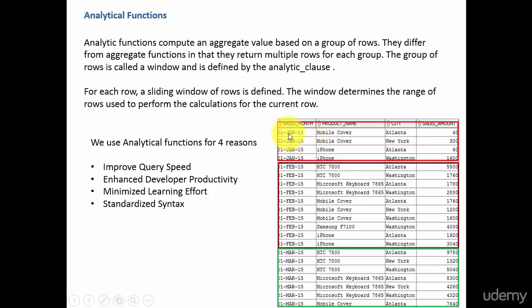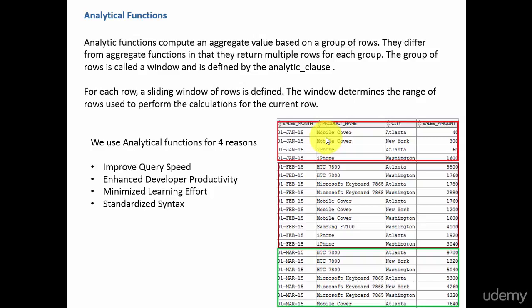Suppose I want to take this row and display the sum of sales amount for this product, mobile cover. So my window is these 2 rows. You see, for each row you can define the window and do the calculations.